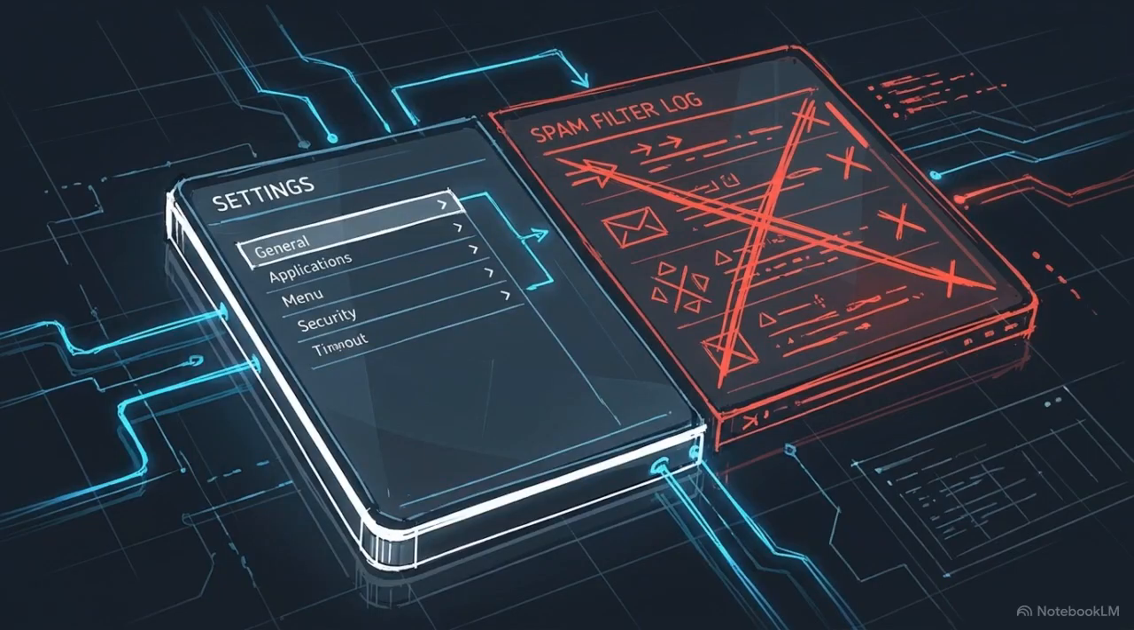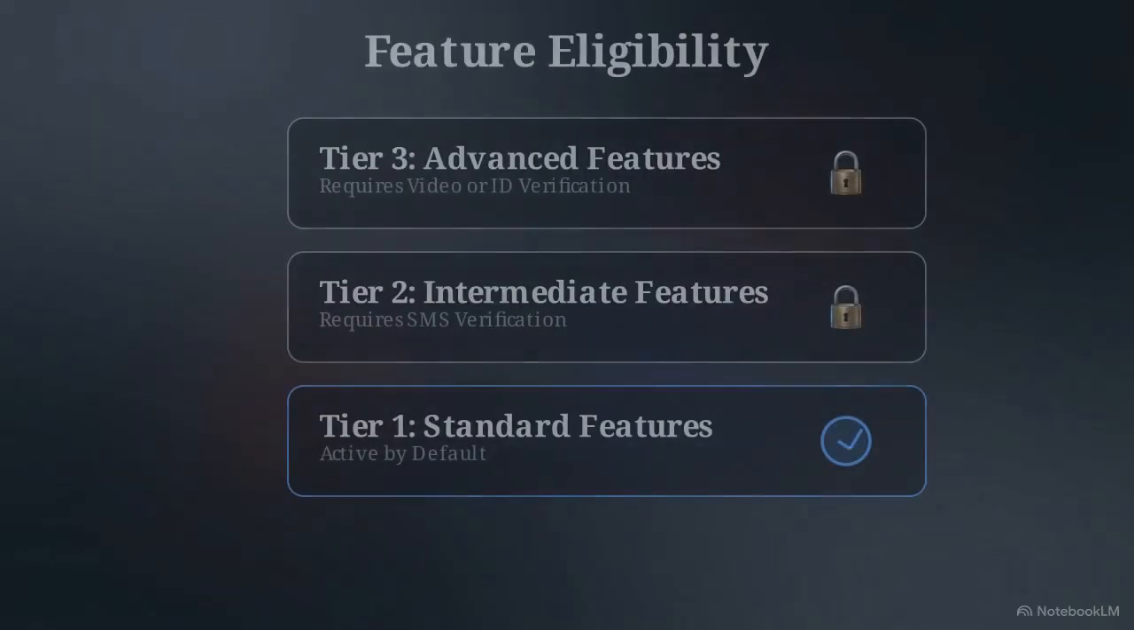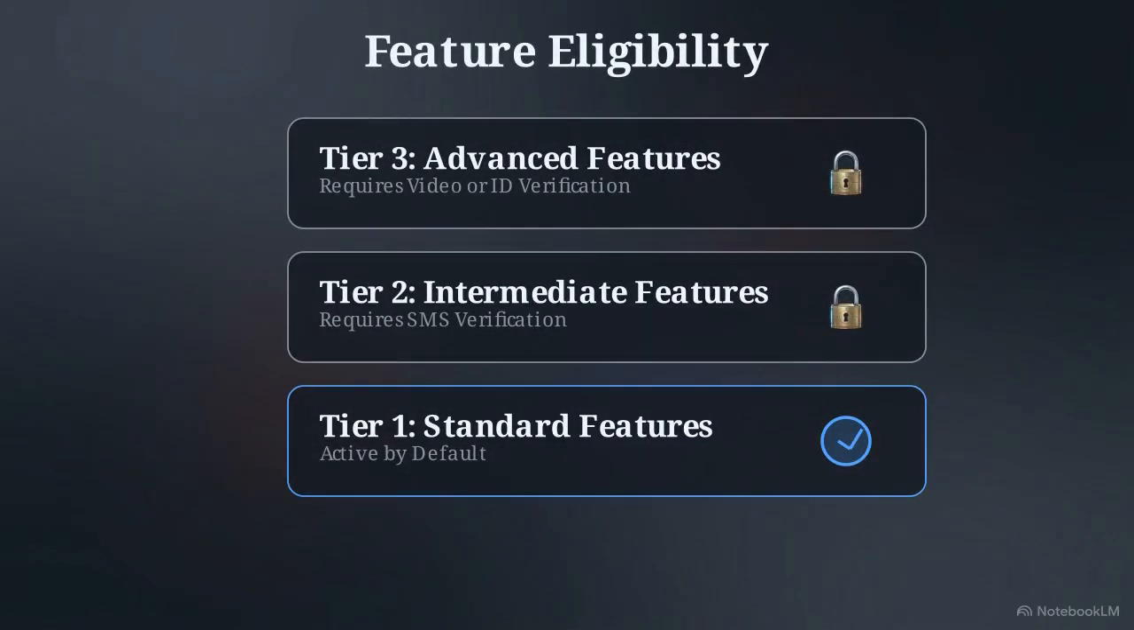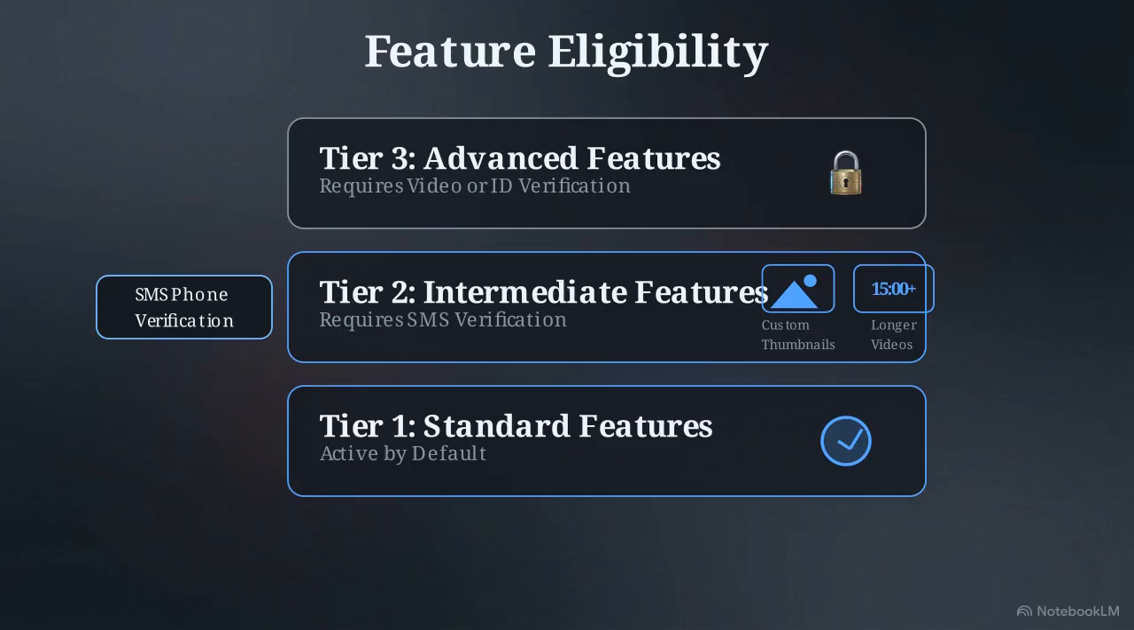New channels are initially restricted to a standard feature tier. This is a system-level quarantine designed to prevent automated bot activity from flooding the platform. To move past this, you navigate to the feature eligibility settings and complete an SMS phone verification to open the second tier. Unlocking intermediate features allows for custom thumbnail uploads and videos longer than 15 minutes, which are essential for long-form content strategies. The final gateway is the advanced features tier.